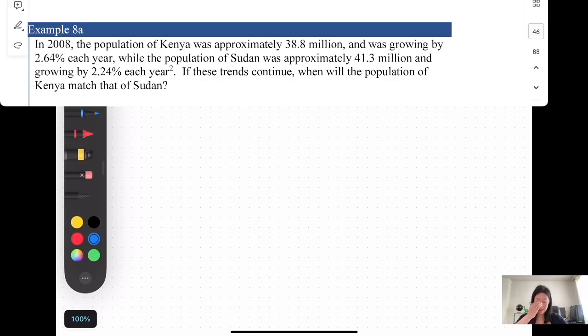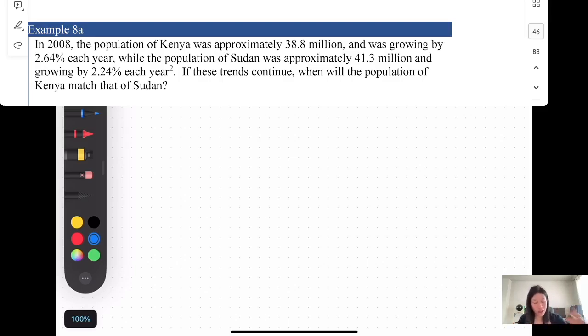So take a look at this example. It's an application problem. In 2008, the population of Kenya was approximately 13.8 million and was growing by 2.64% each year, while the population of Sudan was approximately 41.3 million and growing by 2.24% each year. If these trends continue, when will the population of Kenya match that of Sudan?